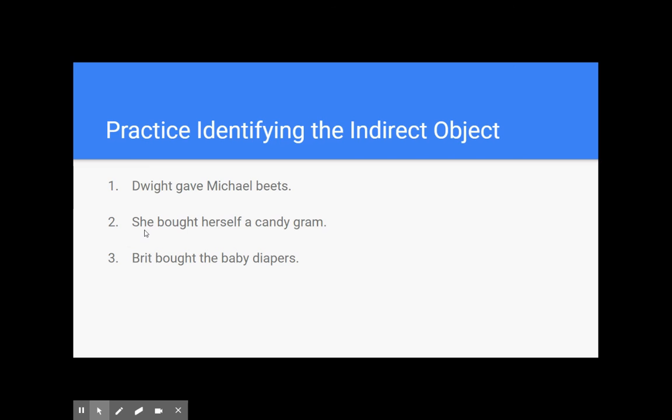Let's try number 2. On your own, again, pause the video and then check yourself. She bought herself a candygram. So our verb is bought. Bought what, right? That's your candygram, so that would be your direct object. But then ask yourself, to whom or for whom did she buy that candygram? Herself. Try the last one. 3, Britt bought the baby diapers. Bought what? Diapers. Diapers for whom? For the indirect object, the baby. Okay, and that's how you find the difference between direct and indirect objects.